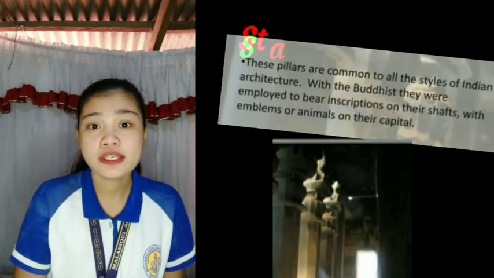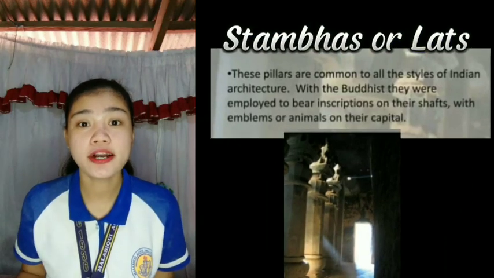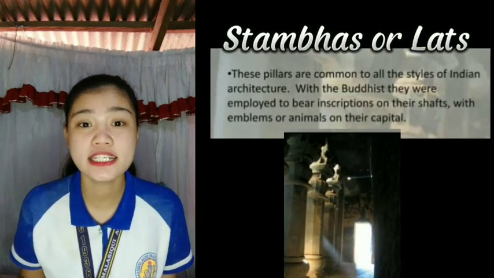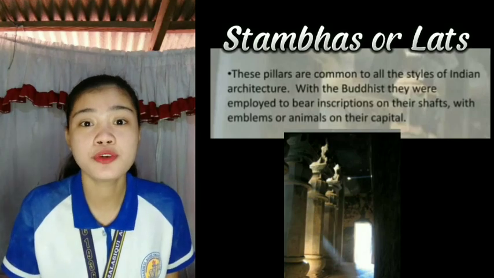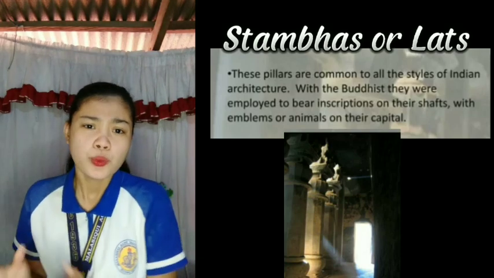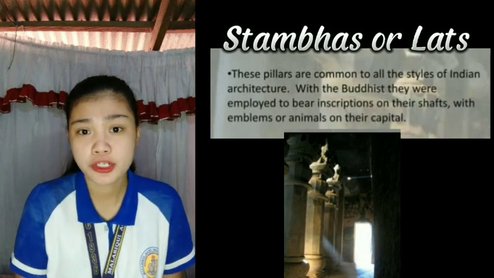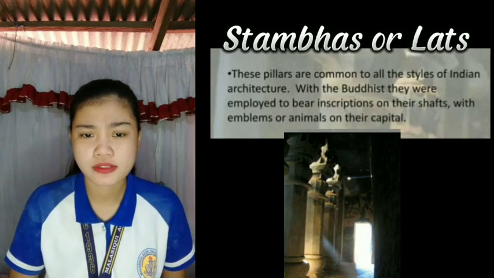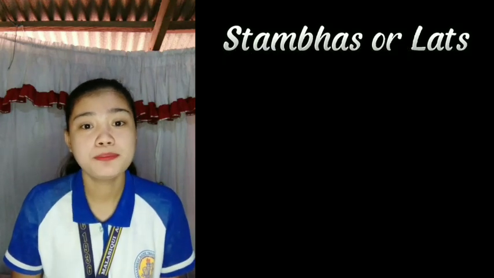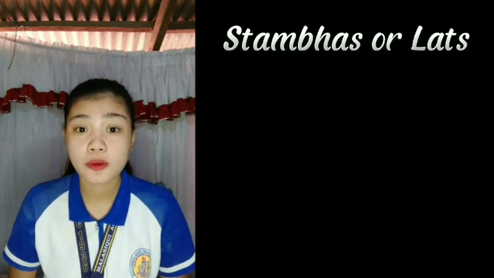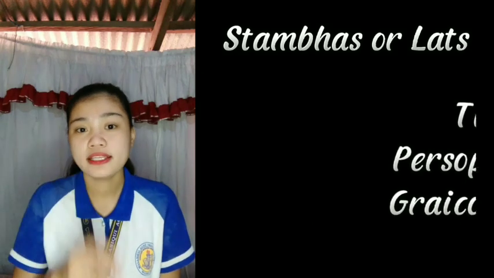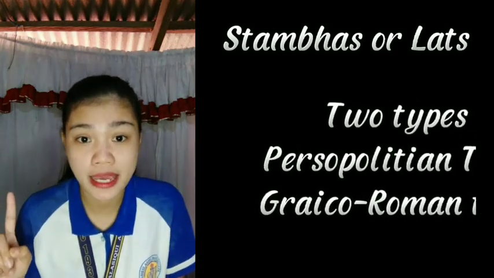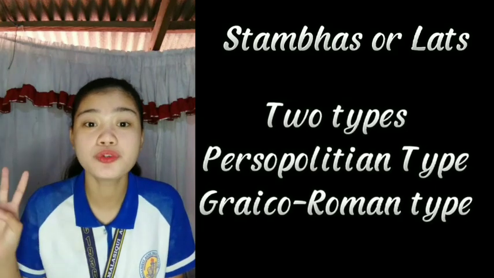Now that we know the meaning of stupa, let's proceed to the stambhas, or what we call lats. These pillars are common to all the styles of Indian architecture. With the Buddhists, they were employed to bear inscriptions on their shafts, with emblems or animals on their capitals. Typical Buddhist columns are of two types: one is based on the Persepolitan type and the other is the Greco-Roman type.